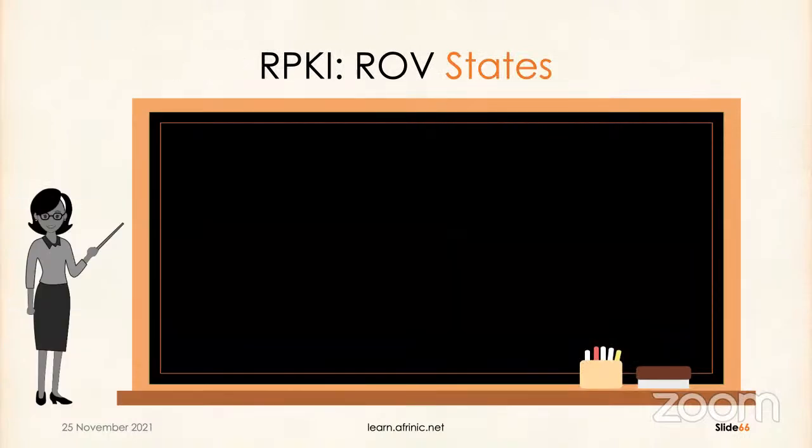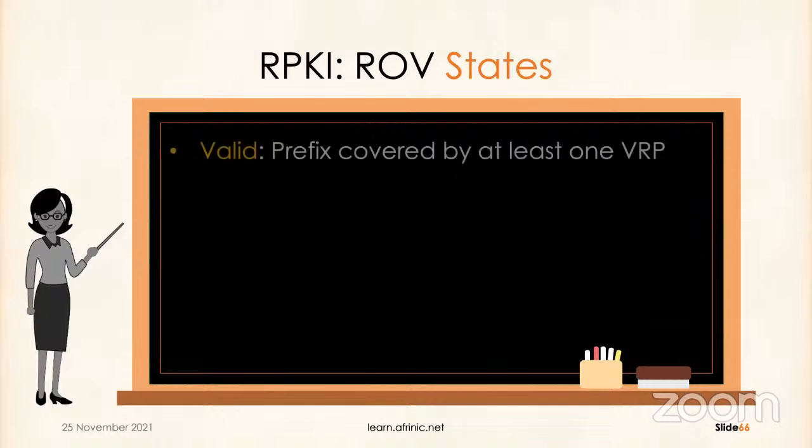Now, when the router running BGP RPKI gets a BGP route update, it can treat the updates in different ways. It can be valid, meaning that the prefix is covered by at least one validated ROA payload. Remember, the ROA contains the attestation that the ASN inside this ROA is authorized to announce this prefix, and it's cryptographically signed. It has been signed with an EE certificate. Remember that.